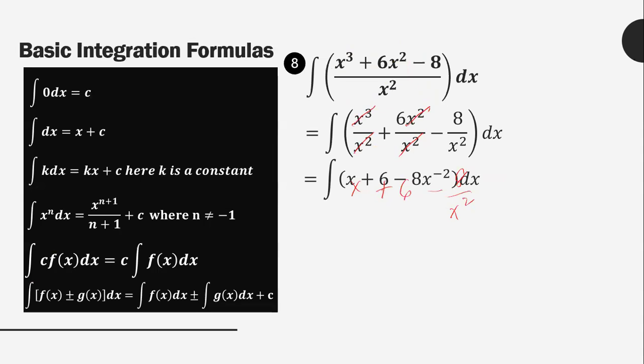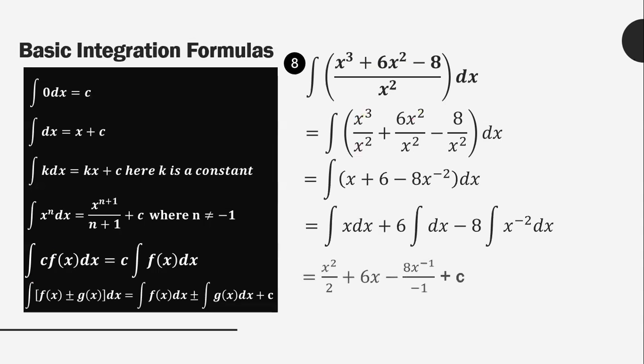Okay. So your x squared will be put on top so that it becomes x plus 6 minus 8x raised to negative 2. So that is what you see on the slide deck. Next, we apply now the sum and difference theorem. So we have the integral of x dx plus 6 integral of dx minus 8 integral of x raised to negative 2 dx. So we will answer each.